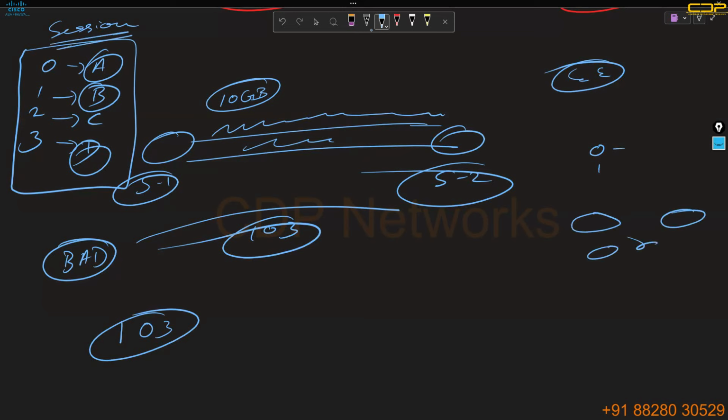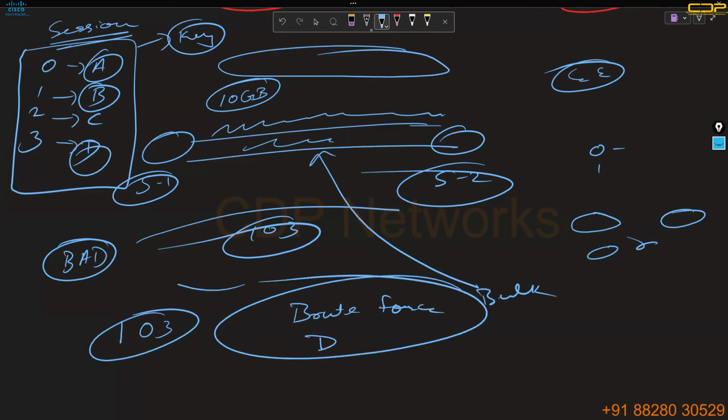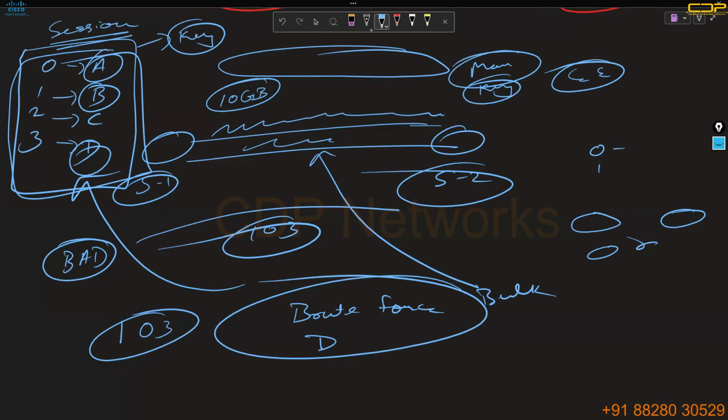So if you use the same session key, the same key, for a large amount of data, for bulk data, then what will the hacker do? He will capture that bulk data and run one type of attack, which is the brute force dictionary attack. This attack will find out which algorithm we are using and what type of key we are using. That's why we don't usually use the manual key. Because if you use the manual key, we have to generate the key every time. That will be a problem for the administrator. So that's why we have a method called dynamic key generation.